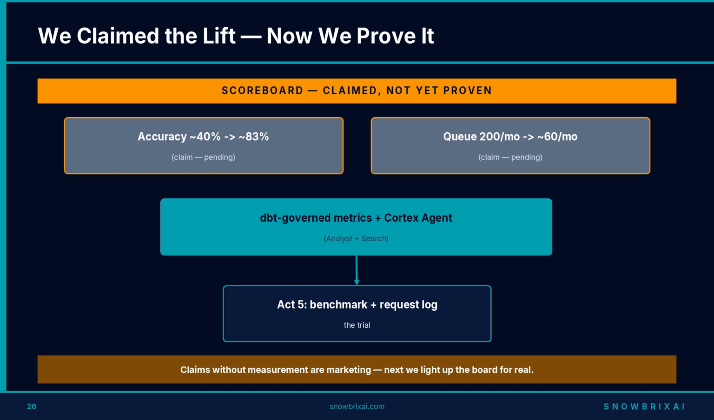We loaded Jaffle Shop, defined the governed metrics, and watched the agent answer with analyst and search together. And we argued governance lifts accuracy and cuts the queue. But arguing is not proving. Claims without measurement are just marketing. So the next act puts both numbers on trial: a versioned benchmark, ungoverned versus DBT governed, and a request log measuring the real cut. The cliffhanger: does DBT governance actually move the number, or does it just feel better?